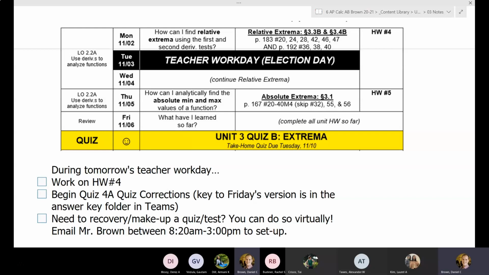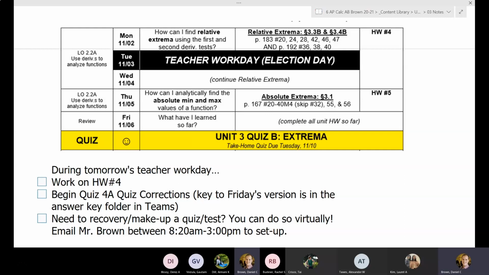So tomorrow is a teacher workday. Wednesday we'll finish up these notes. The quiz I'm passing out Friday will be a take-home one, so you'll be able to do it at home. It won't be due until the following Tuesday. During the teacher workday tomorrow, in case you have some things that you want to get done, clearly homework is the priority for most students.